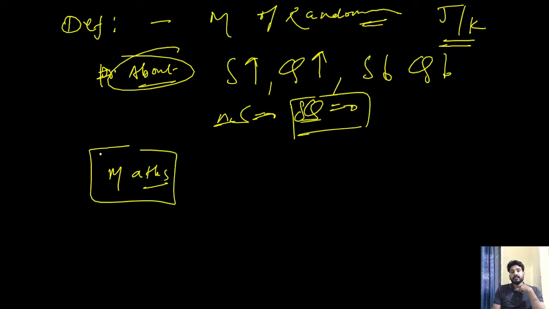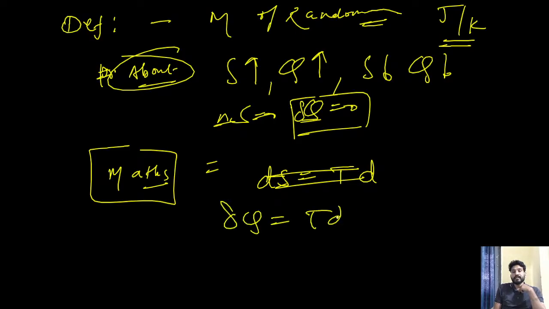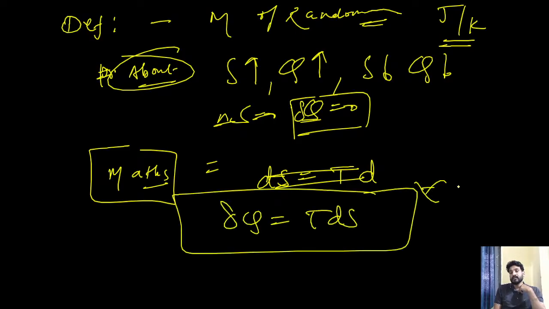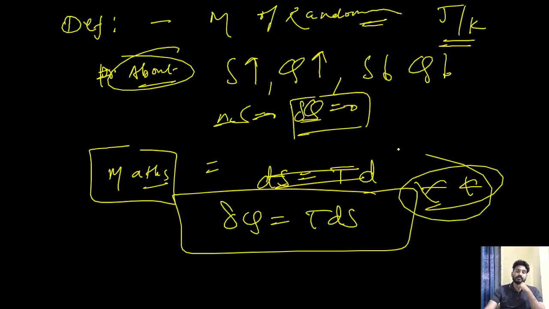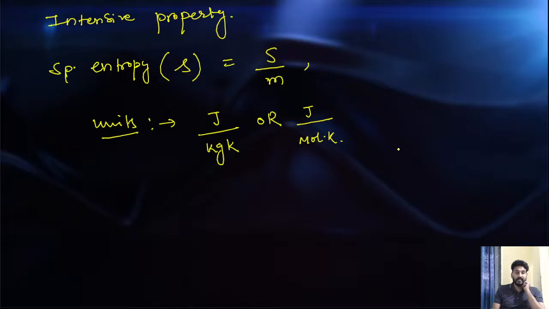How to calculate the entropy from the maths? Del Q is equal to TdS. Just remember this equation. This will be important for us. Del Q is equal to TdS. Okay, this is all about the entropy, guys, right? It's not all about the entropy, it is all about the basic part of the entropy, the basic things about the entropy.